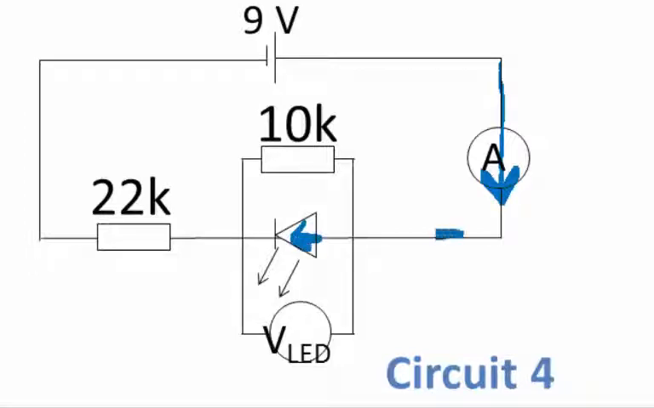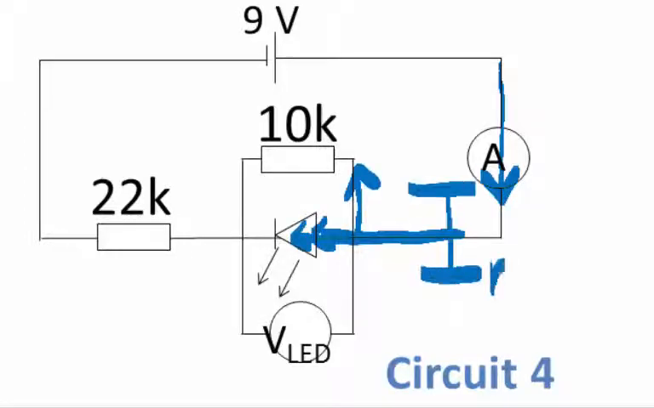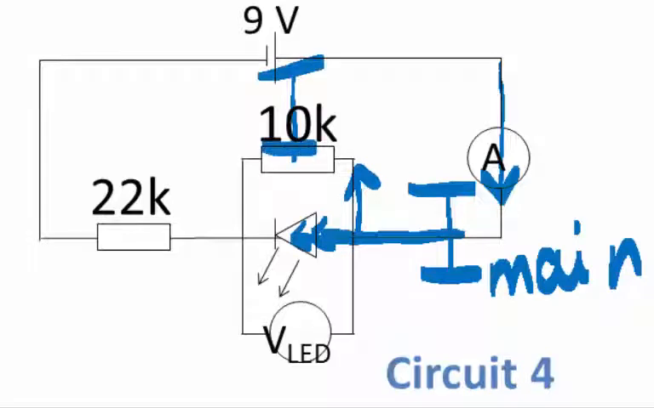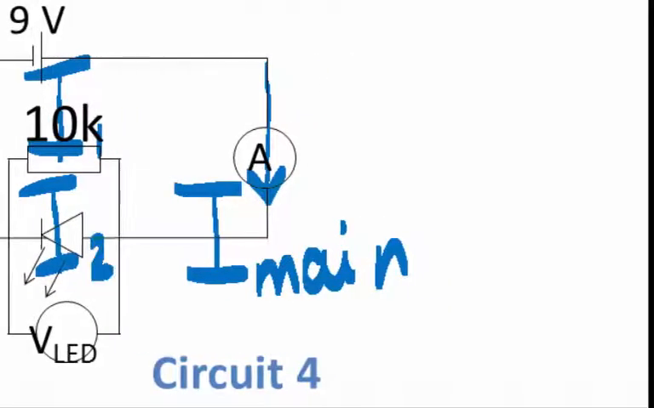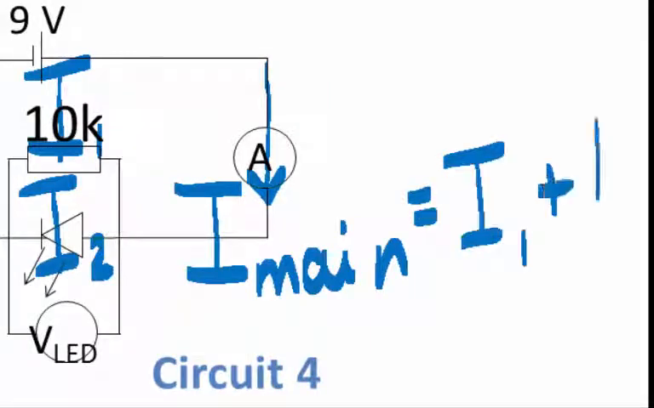Why? Because at the branch here, the current will split. And this one here is I main, and the current through this one we could call I1, and the current strength through this LED, I2. And we know that in a parallel circuit, I main equals I1 plus I2. So not all of the current that we measure will actually go through the LED. So we'll just have to be careful with that.